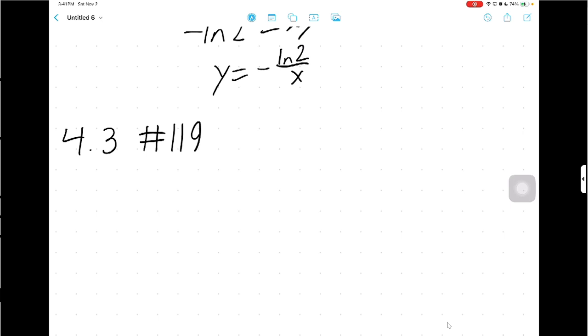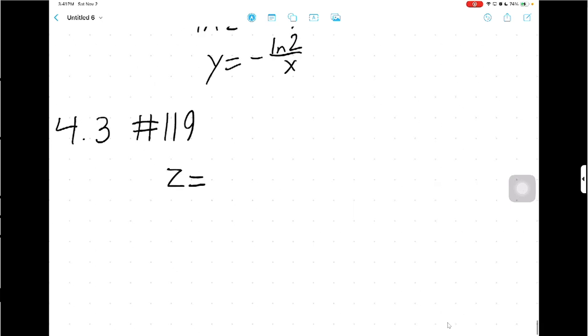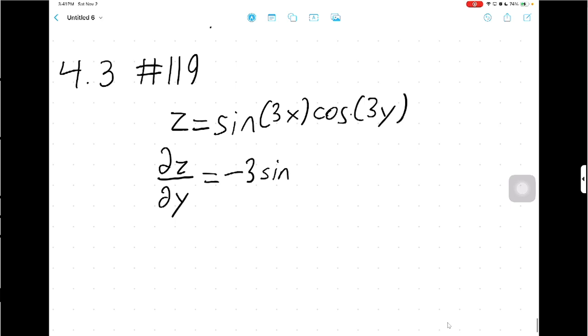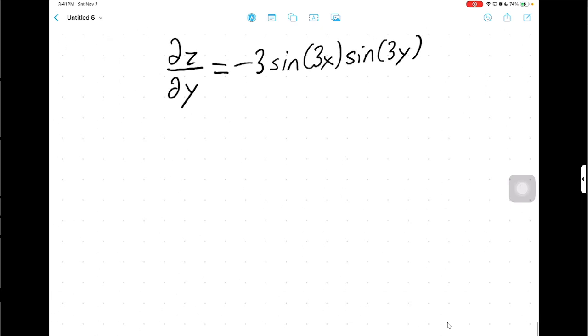Alright, this is about partial derivatives. So here we have c is equal to sine of 3x cosine of 3y, and it asks us to calculate the partial derivative with respect to y. So in this case, this sine of 3x over here is a constant. So we're going to have the derivative of just this guy, which is just going to be negative 3 sine of 3x sine of 3y. I'm not going to do x because it doesn't ask for it.